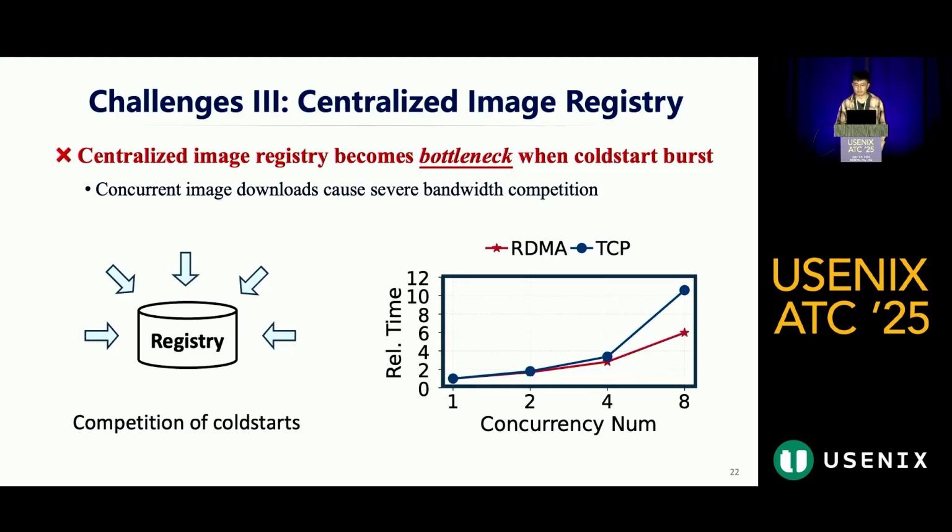The third challenge is the centralized image registry. The traditional image download process is registry-centric. Even with RDMA, the centralized registry struggles to handle request bursts. According to our experiments, when the number of concurrent requests increased to 8, the image download times increased 6 times and 10 times for RDMA and TCP. The centralized image registry became a bottleneck during the Coldstart burst.